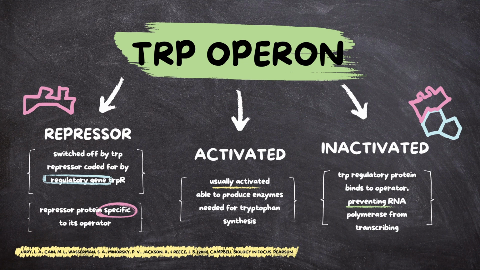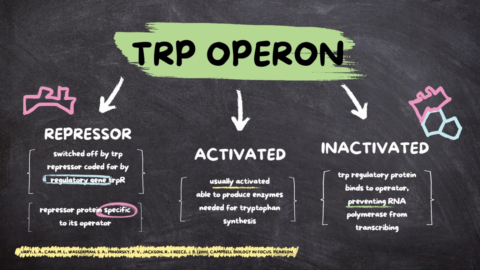Tryptophan functions as a co-repressor, a small molecule that functions with a repressor protein to switch an operator off. The binding of a repressor to the operator is reversible. When there is no tryptophan present, the repressor is no longer able to bind to the operator, and the synthesis of these enzymes is able to continue so that more tryptophan can be produced. The TRP operon is said to be a repressible operon because the operon is usually activated until repressed by a repressor protein. These enzymes are known as repressible enzymes and generally function in anabolic pathways.